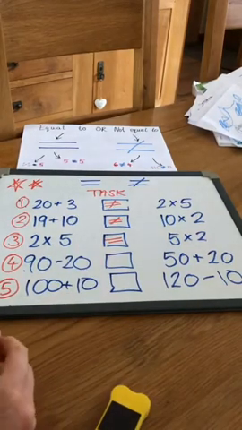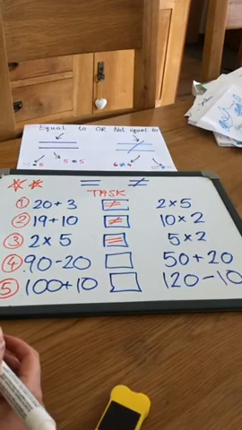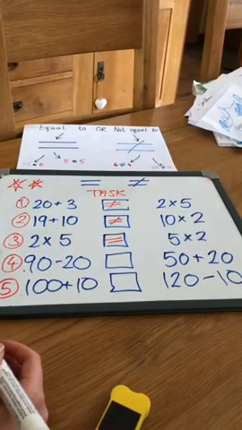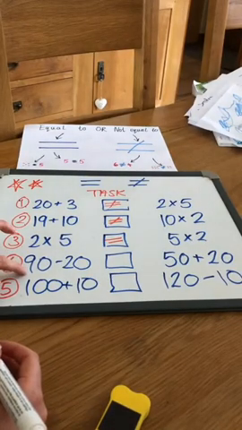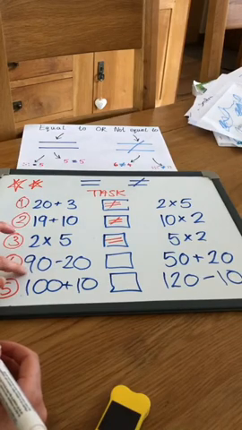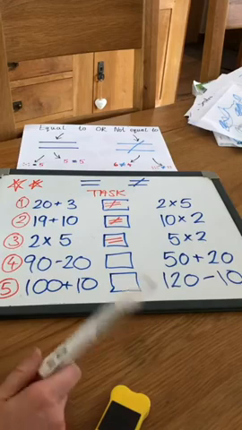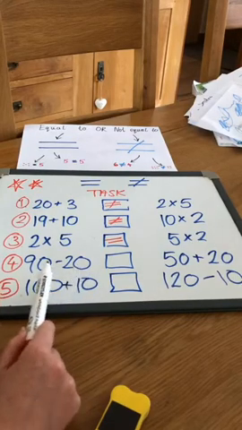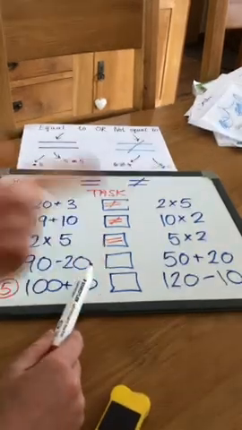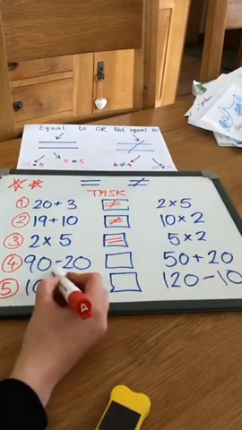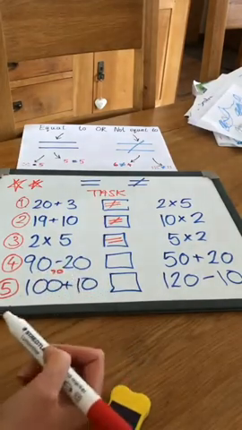Question 4, we have 90 take away 20. So let's have a look. You know how to count up and down in tens, so that'll help you for this question. So 90 take away 20. So you're taking away 2 lots of tens. 2 tens are 20. So 90, 80, 70. So that's 70. If you need to write the numbers underneath just to check, then that's fine.